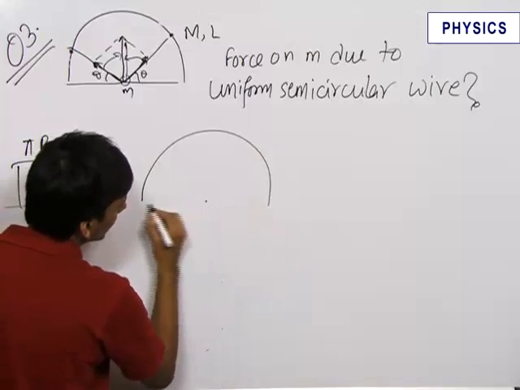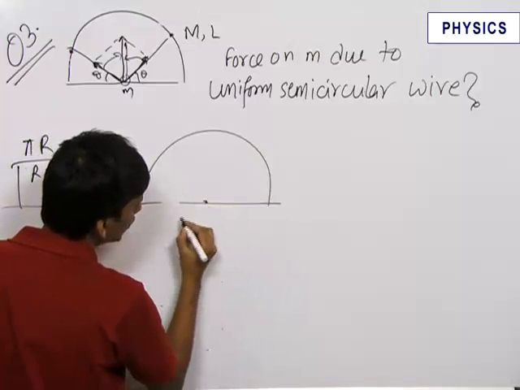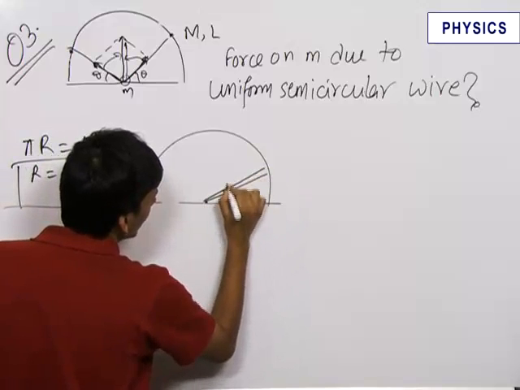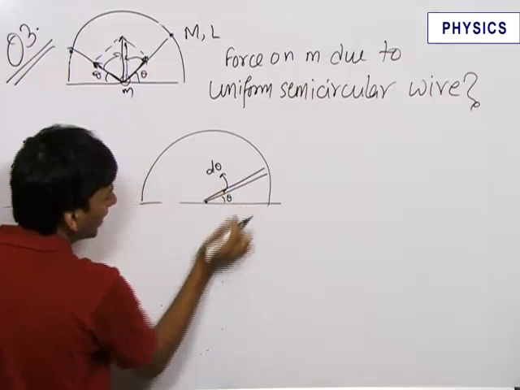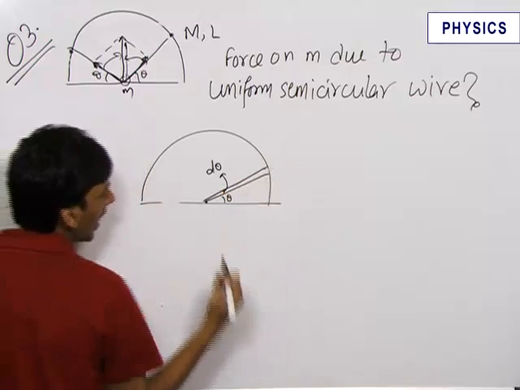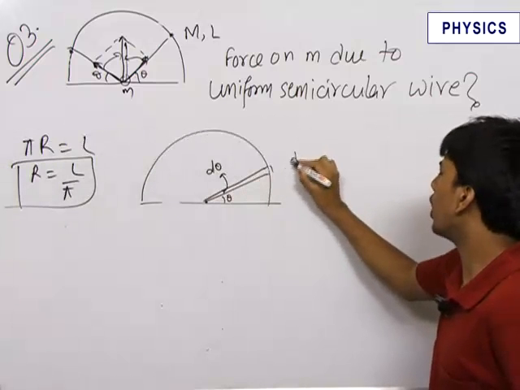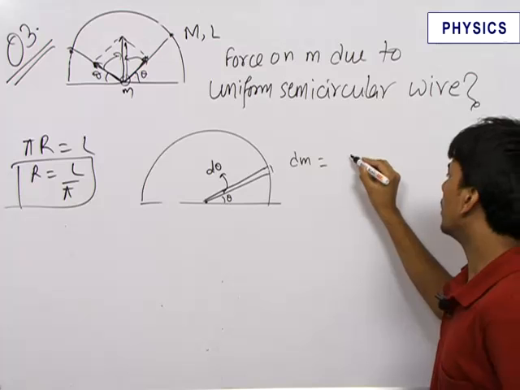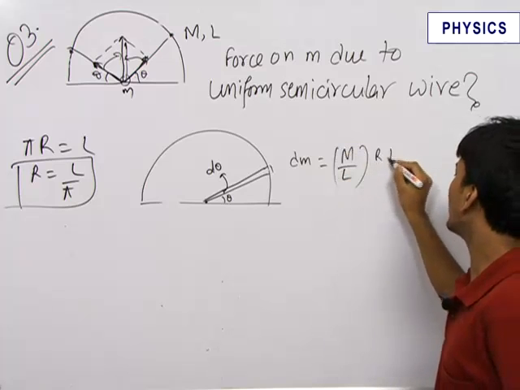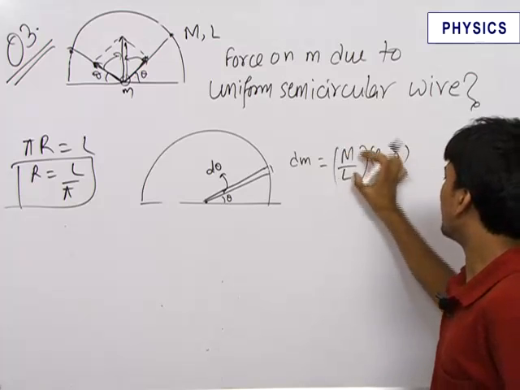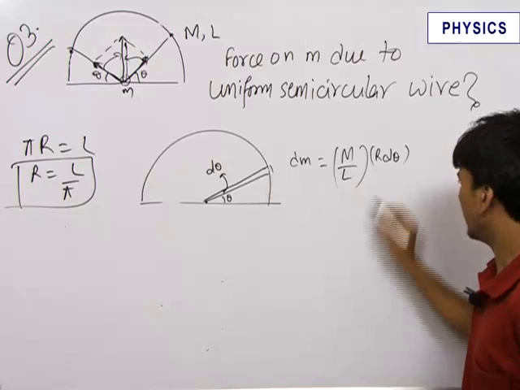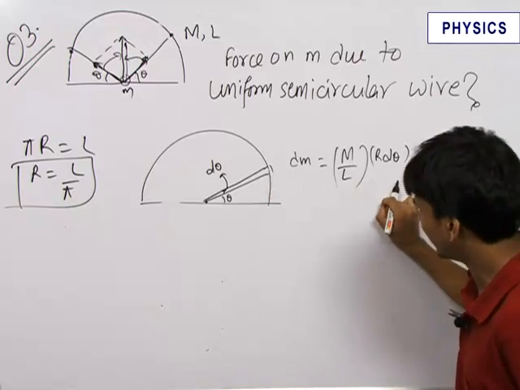As we always do, whenever we have to assume a small element, we take a small element subtending an angle d theta at an angle theta. The location of this element is at angle theta and it is subtending an angle of d theta. The small mass dm of this element is equal to mass per unit length, that is M upon L, into r d theta, that is the length of this element. Mass per unit length into the length gives us the mass of this element, which is equal to M r upon L into d theta.